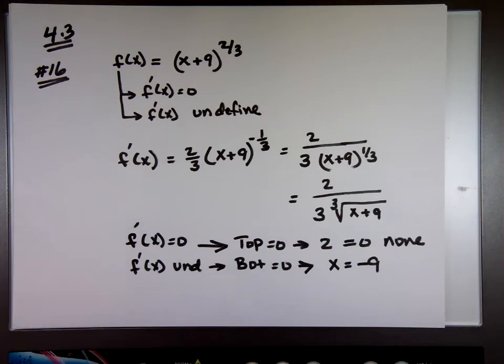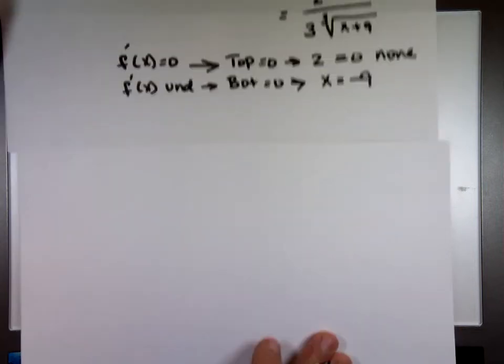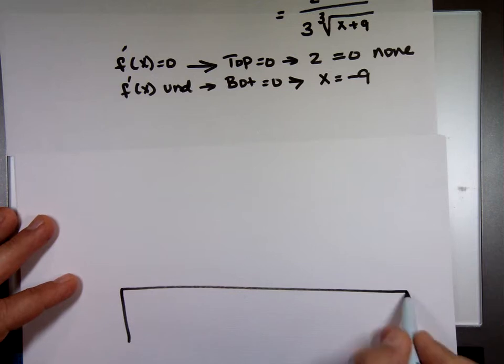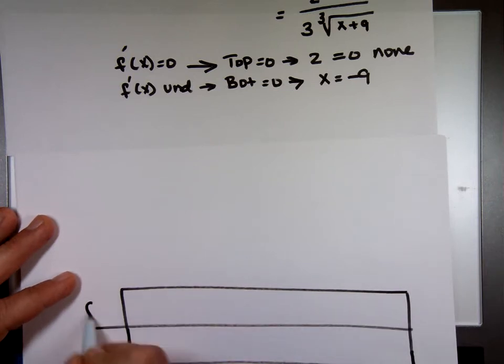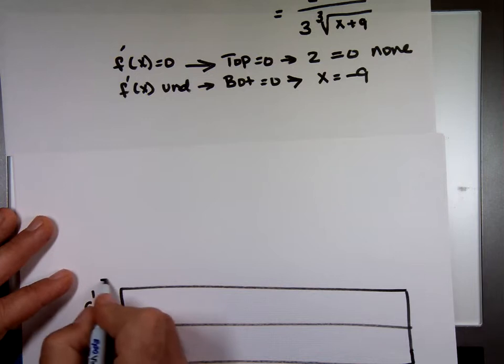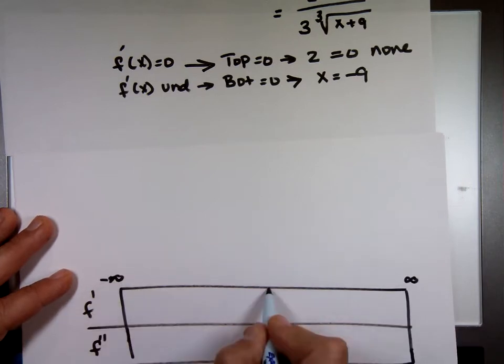Since they don't give us an interval from where to where, we go from minus infinity to infinity. Normally I do f prime and f double prime just to practice. So it will be nothing in the double prime because that doesn't ask us here. This is the negative infinity here. This is the infinity here. This is the negative 9.